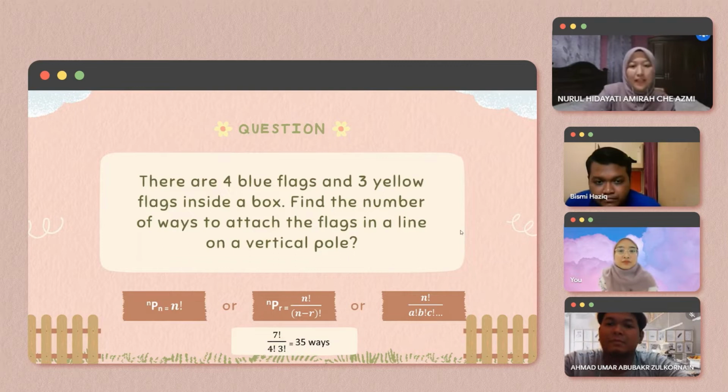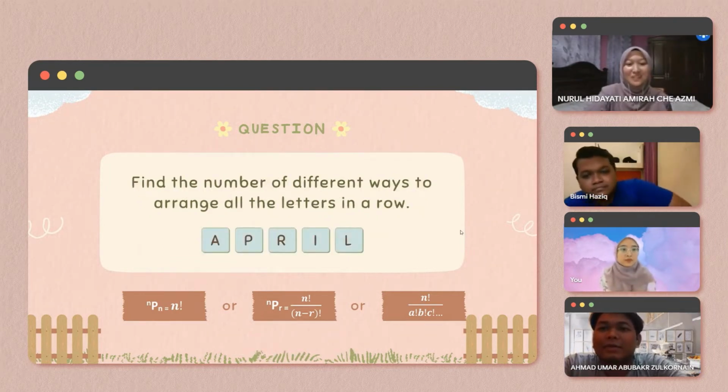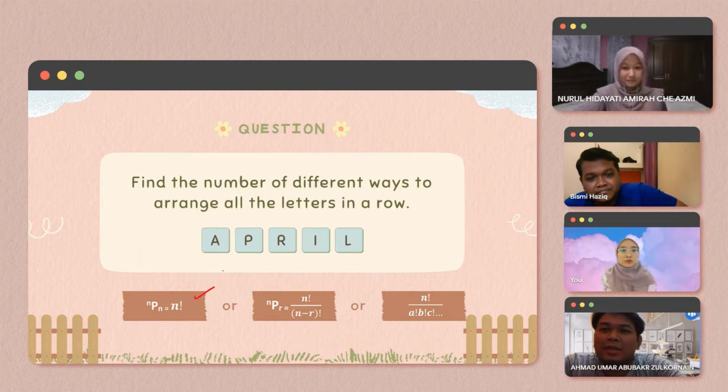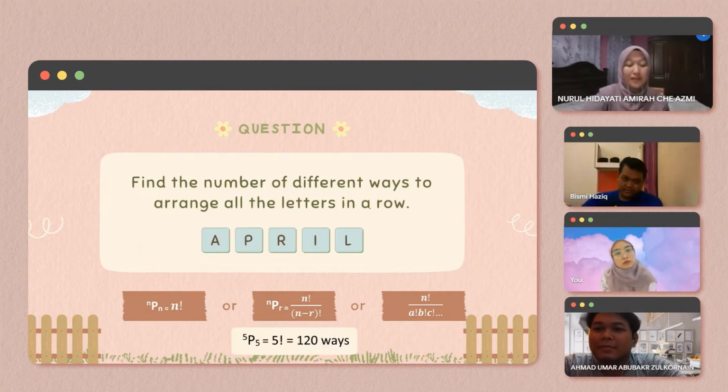And the last question. What formula are we going to choose? The first one, because it involves all the sets. We have 5 and we use 5, so the formula is NPN. So 5 factorial, and we get 120 ways.